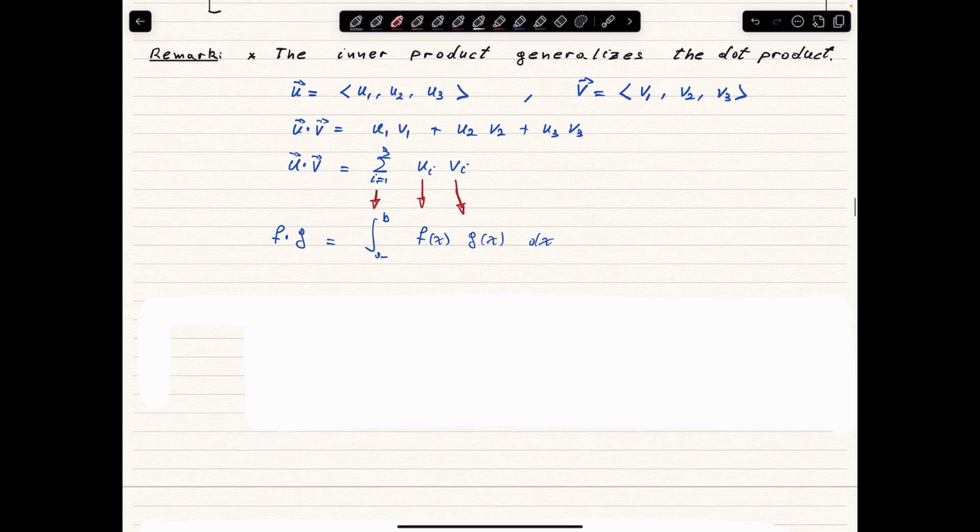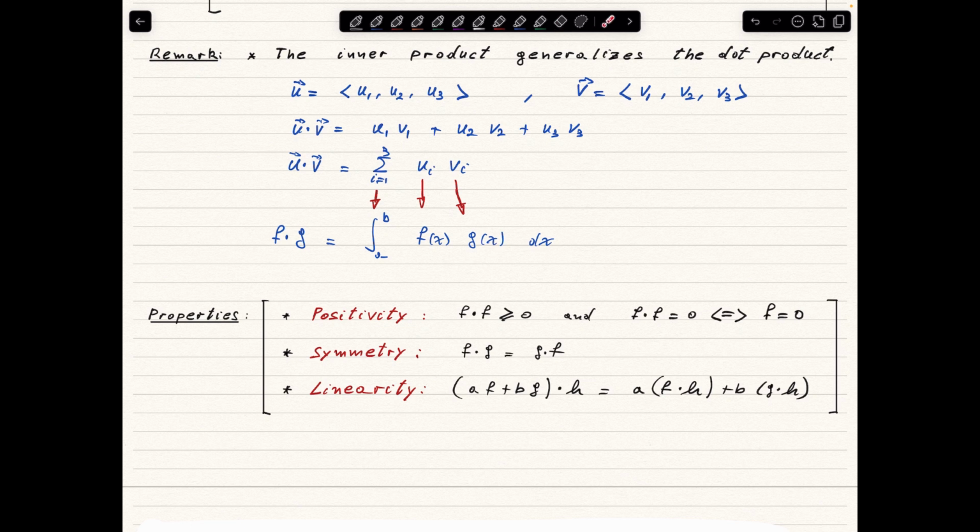And it's a good generalization because the dot product for vectors has three important properties: positivity, symmetry, and linearity. And these three properties are also transferred to the inner product of functions. The inner product has the positivity property, which means the inner product of a function with itself is never negative, and if it's zero, the only case that happens is with f equals 0. Symmetry: you switch the order, nothing happens. Linearity: you can distribute this product, and it's very easy to see that with this definition, because it's just an integration and a multiplication, so it has the linearity property.